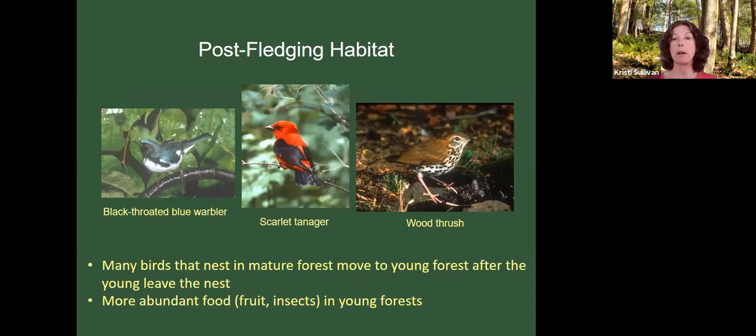So a lot of these birds migrate to the neotropics for the winter, and they and their young have to fuel up, put on a lot of weight for migration. And in mature forests where you don't have a lot of foliage for insects to be present, you don't have a lot of fruit producing shrubs and berries and things like that, there just isn't as much food. So these species tend to nest in mature forests, but then in the late summer and early fall, they're in younger forests, fueling up for migration.